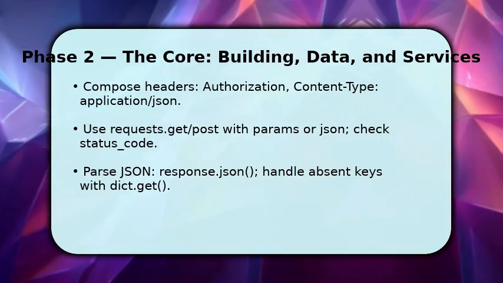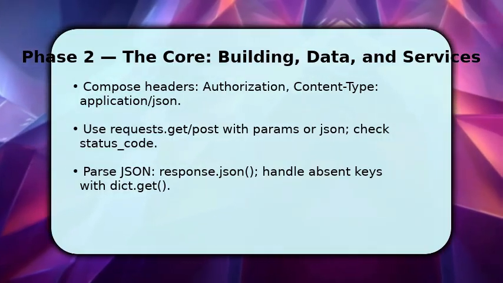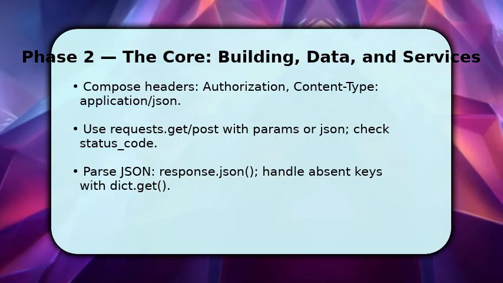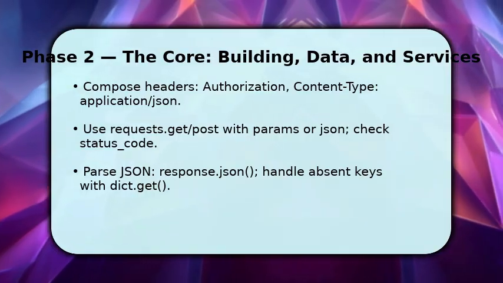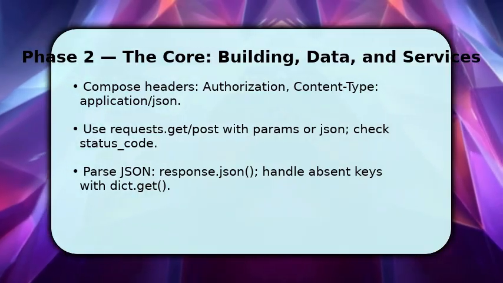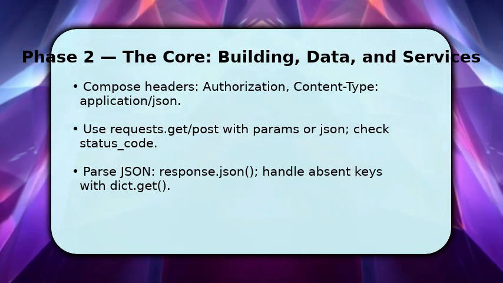Parse using response.json and extract fields with dict.get to avoid KeyError. If responses are paginated, loop using next tokens or page numbers, and accumulate results into a list.